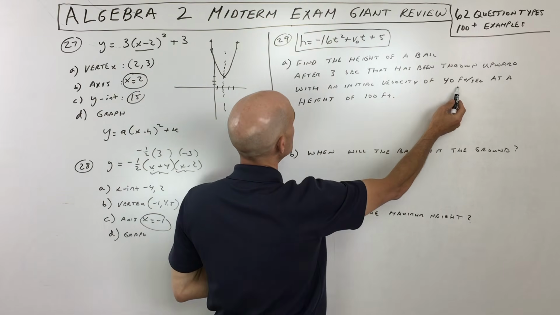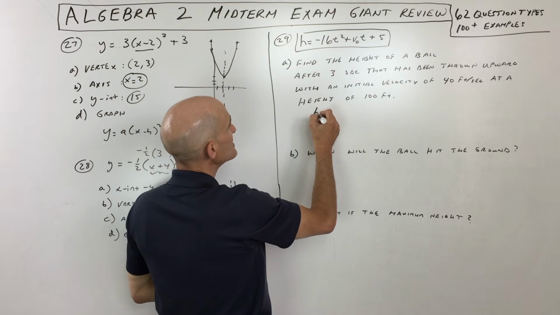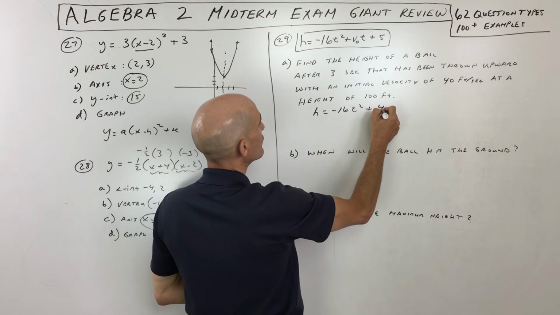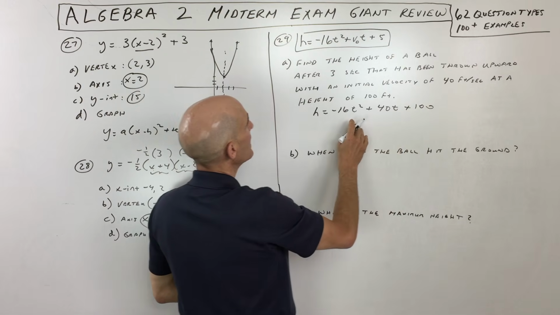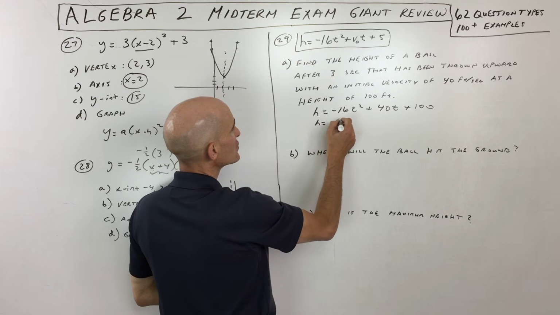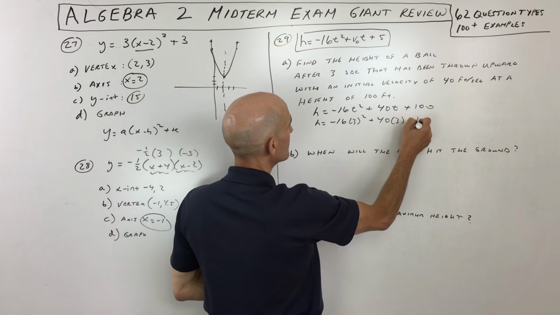So it says, find the height of a ball after 3 seconds that has been thrown upward with an initial velocity of 40 feet per second at an initial height of 100 feet. Well, let's see. So we've got h equals negative 16t squared plus 40t, because that's the initial velocity, plus the initial height of 100. And it says, find the height after 3 seconds. Well, that means we're just putting in 3 for t.